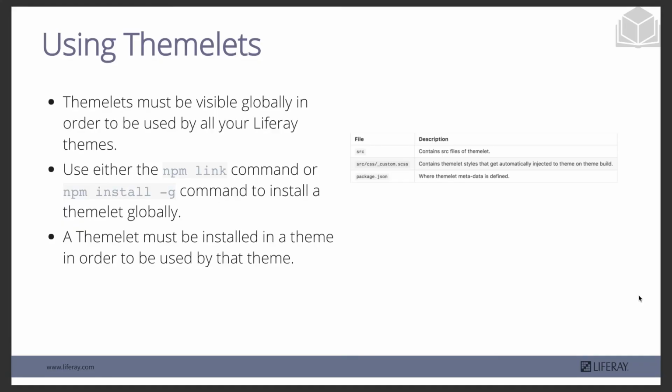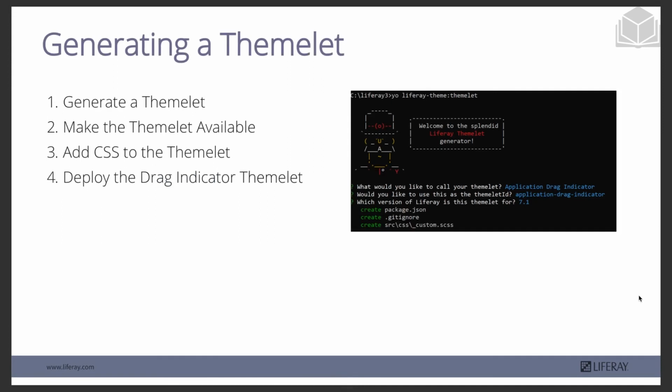So what we'll do is build a themelet, make sure that it is globally accessible to our theme, and then install it, deploy it, and take a look at what that looks like. Let's dive right into generating a new themelet. As you can see on this slide, we're going to generate the new themelet, make it available, add the CSS, so we're doing CSS themelets, and then deploy it. Again, we're starting with the drag indicator themelet, and then we'll look at the optional fun menu exercise as well.